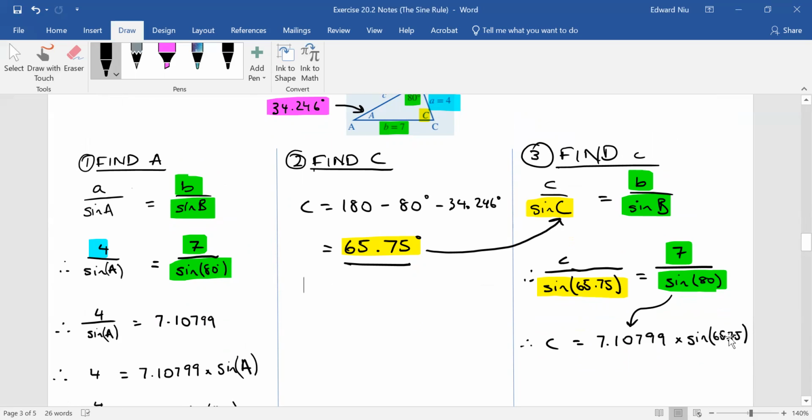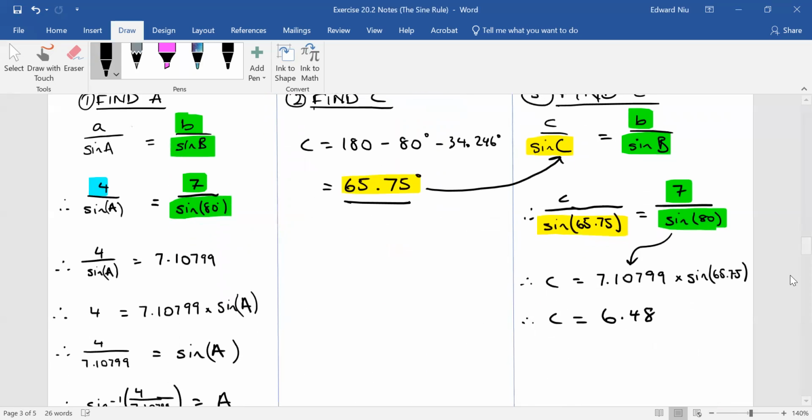So if that didn't make any sense, that's cool. Don't worry about it. Just type in 7.10799 times sine 65.75. This means the side length C is going to be 6.48. What are we in? Centimeters, meters. All right, 6.48 meters. All right, so that's the side length C.